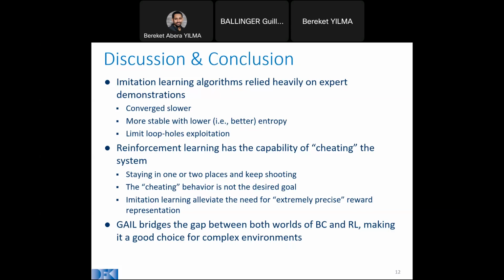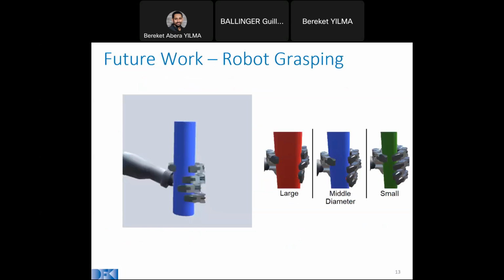We also saw that behavior cloning is not the best solution, which is also confirmed by related work, that doing it in a completely supervised learning fashion is not working for such complex environments. And so we see GAIL as a bridge between behavior cloning and reinforcement learning, and that's why we try to use it in future work.